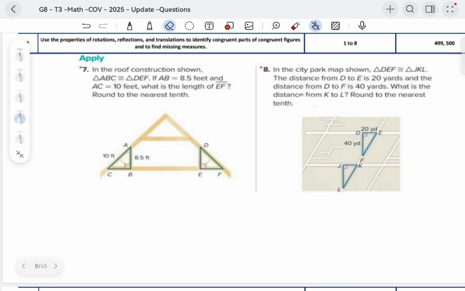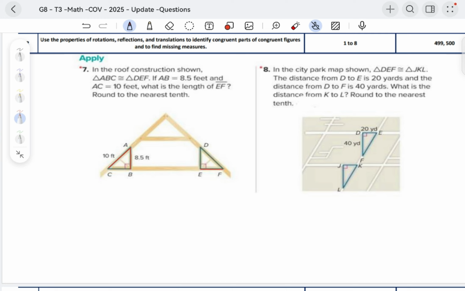Okay, now let's go for question number 7. Remember to pause the video. Try to solve the questions by yourself and check your answers with us. In this question, it says we have a roof construction shown. Triangle ABC is congruent to triangle DEF. If AB is 8.5 and AC is 10 feet, what is the length of EF? So in the question, it told us that AC is 10 and AB is 8.5, and they ask us to find the length of EF.